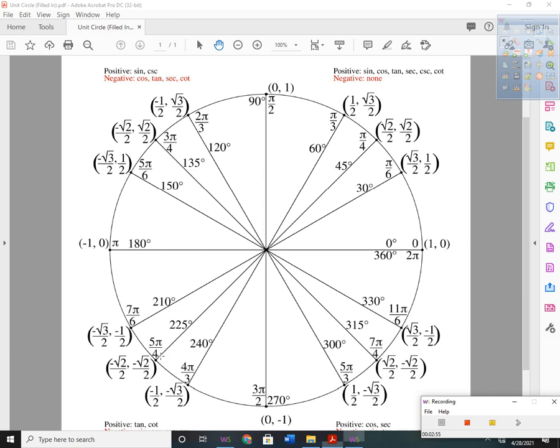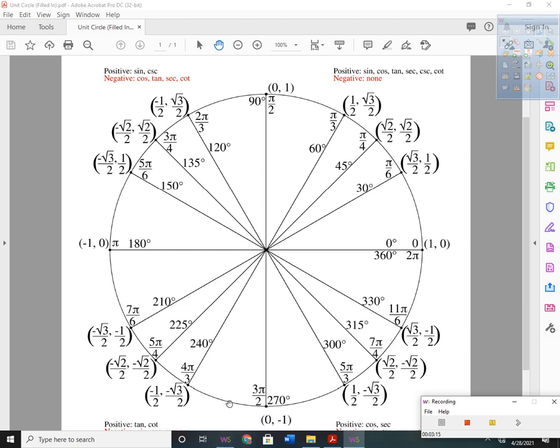So if I'm here, if I went around again, I would be at another angle whose sine is negative square root of 2 over 2. If I went around again, that would be another angle whose sine is negative square root of 2 over 2. If I went over again from this spot, same thing with this spot. So we actually have to make sure that we state that.